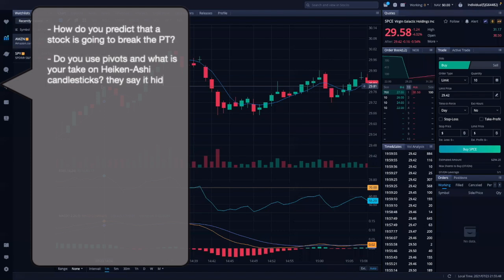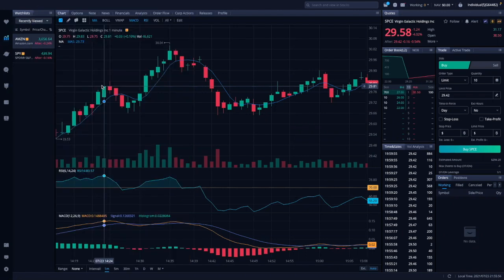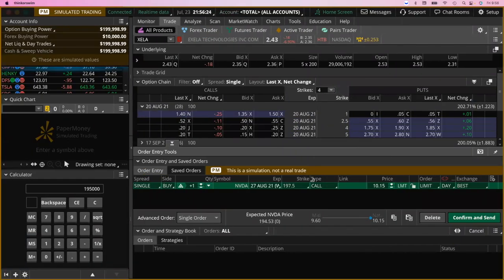Do you use pivots and Heikin-Ashi candlesticks? They say it hides the noise. Yeah, I use Heikin-Ashi. I definitely recommend everybody to use Heikin-Ashi. It is much better, but I do not use pivots. I'm the kind of person where I like a minimalist setup. As you could see over here, this is my Webull setup: RSI, MACD, Heikin-Ashi candles. That's it, moving average.